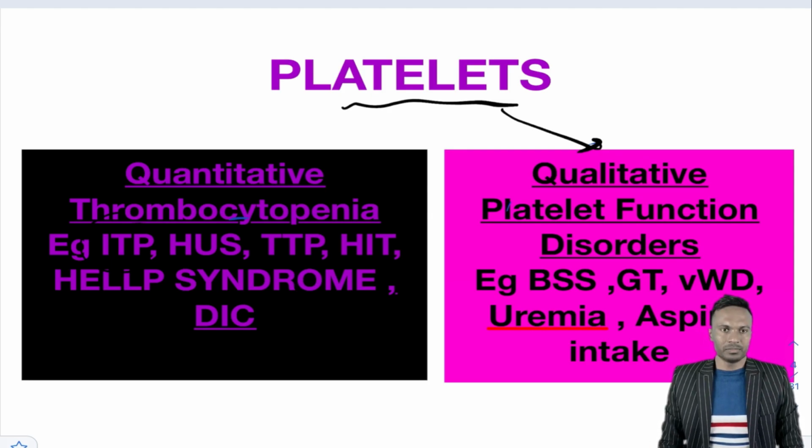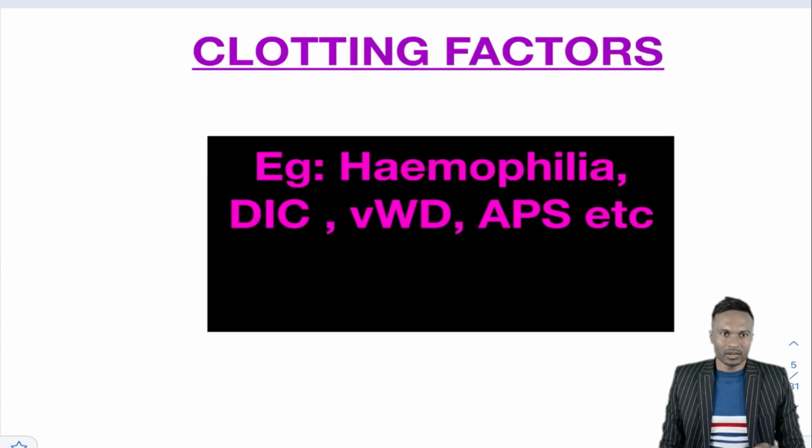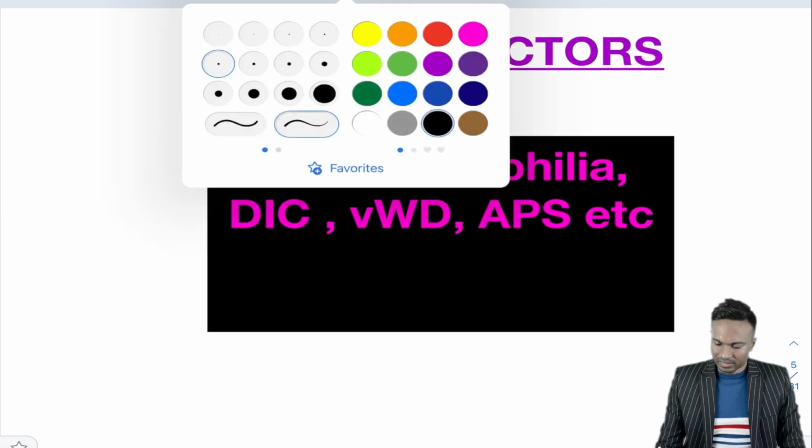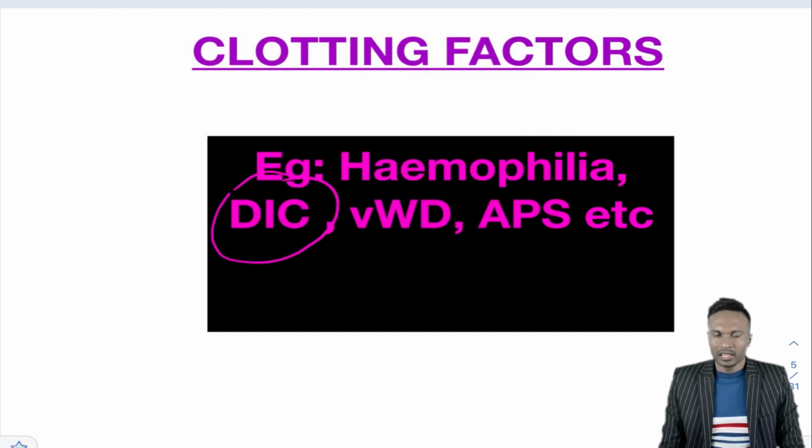Regarding qualitative platelet dysfunctions, we have Bernard-Soulier syndrome, Glanzmann's thrombasthenia, von Willebrand disease, etc. In these cases, because there is a qualitative defect, platelet count will be normal, still bleeding time will be increased. You call it platelet dysfunction. Here, bleeding might also happen due to deficiency of clotting factors or due to clotting factor inhibitors. Here we have DIC. Here you have von Willebrand disease, hemophilia, antiphospholipid syndrome.